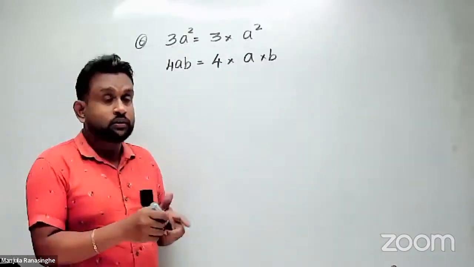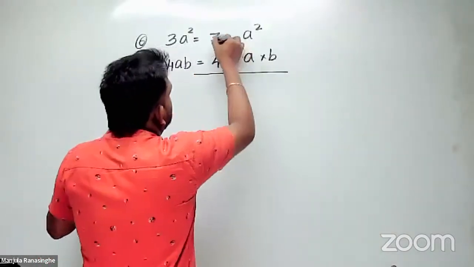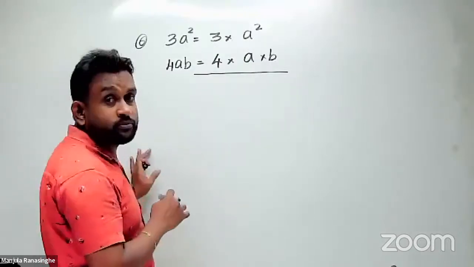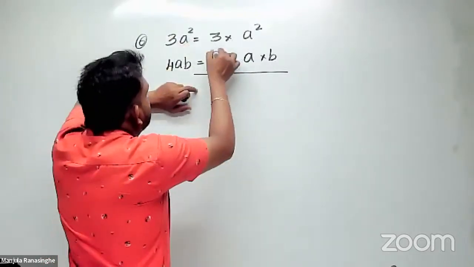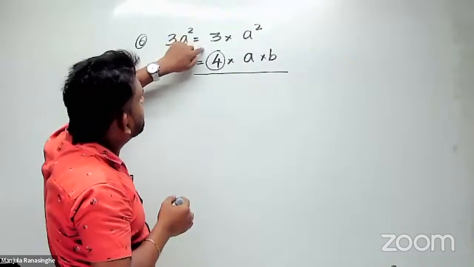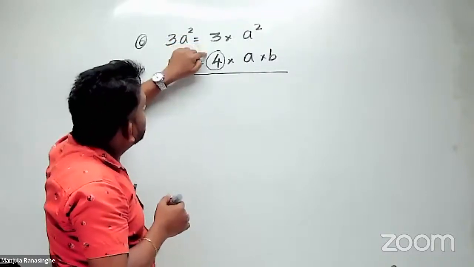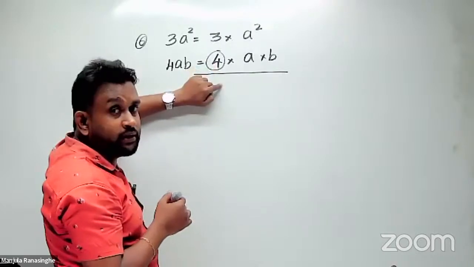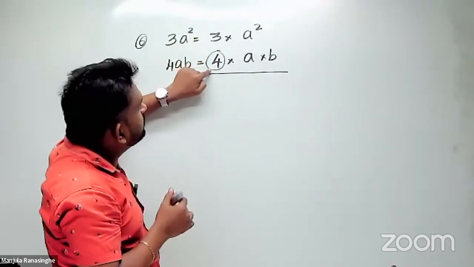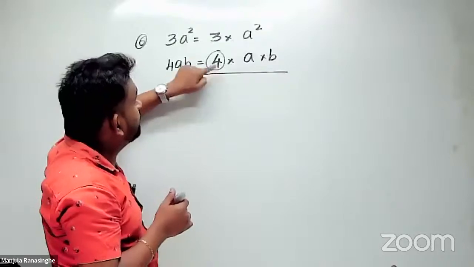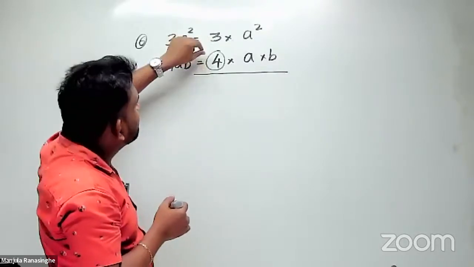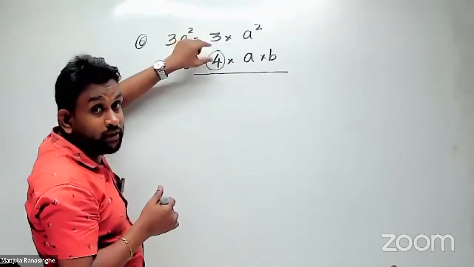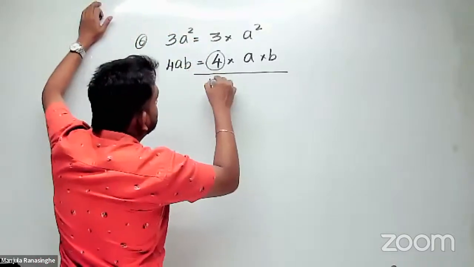Now check 3 and 4, two terms there. Check the bigger one, 4, and check whether 3 can convert to 4. Can 3 convert to 4? No. Then you check the second multiple of 4, which is 8. Can 3 convert to 8? No. Then you check the third multiple, 12. Yes, 3 can also convert. Then the LCM of these two numeric values is 12.